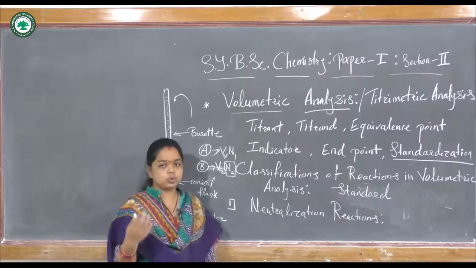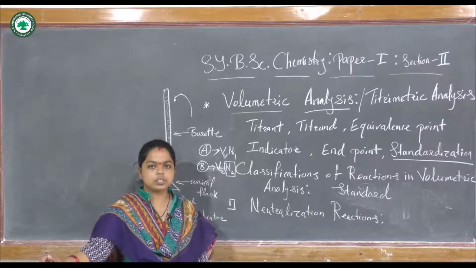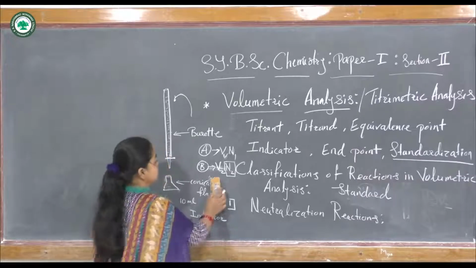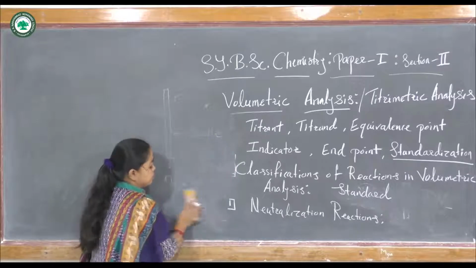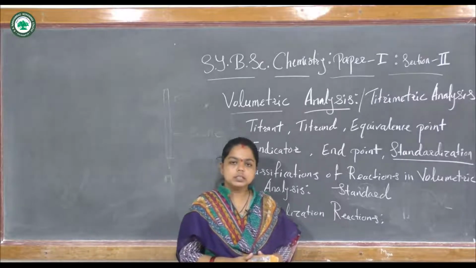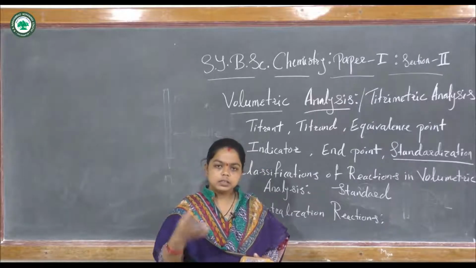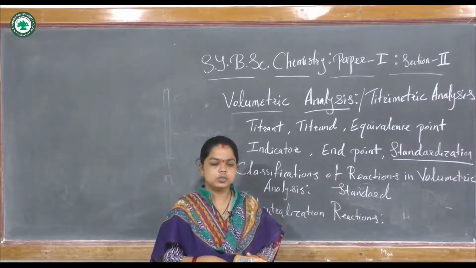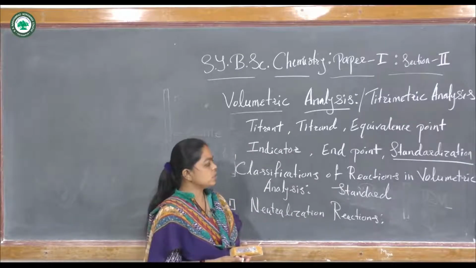Now we are going to study in detail the different types of titrations which can be carried out for different types of substances. Let us first consider the basic terms involved in titrimetric analysis. We know that the exact concentration of the sample can be determined, and the solution whose concentration is known is first filled in the burette. That solution is called the standard solution.